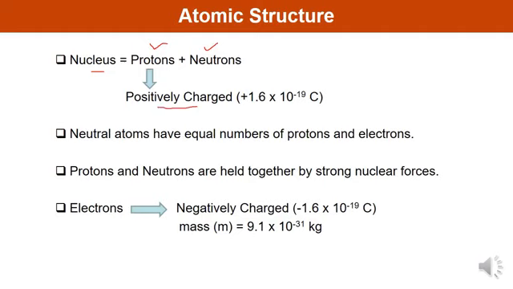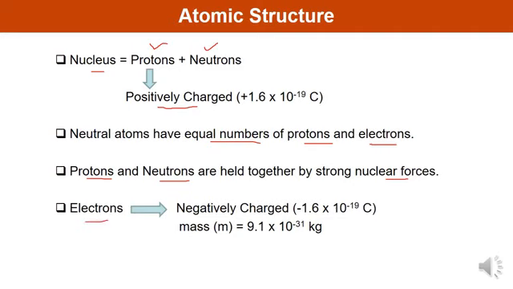The charge on a proton is 1.6 into 10 raised to the power minus 19 coulomb. Neutral atoms have an equal number of protons and electrons. These two numbers are the same in the case of the neutral atom. Protons and neutrons are held together by strong nuclear forces.